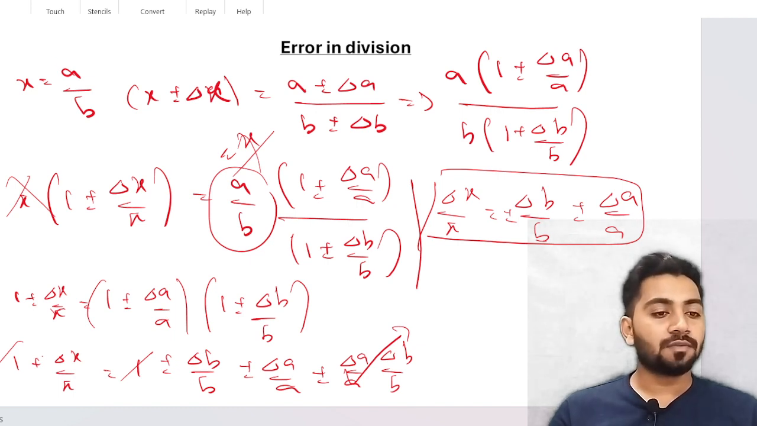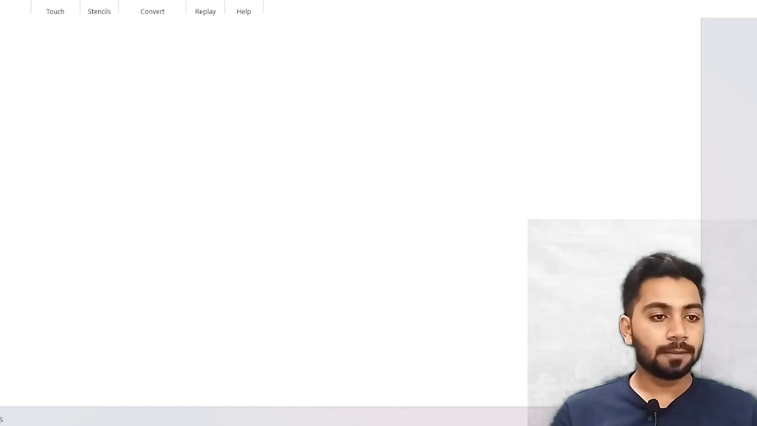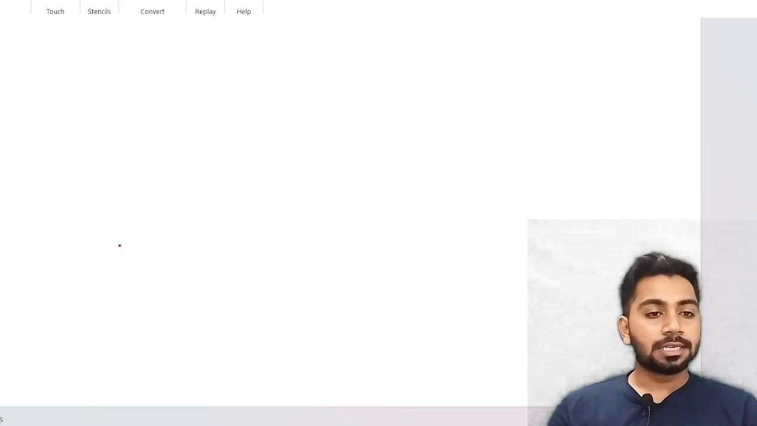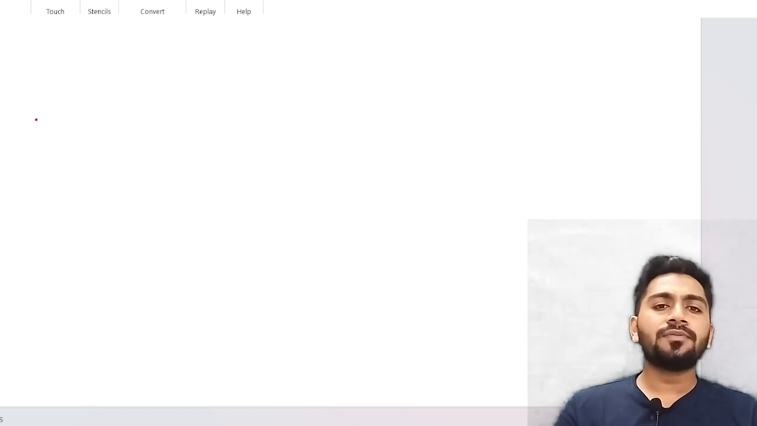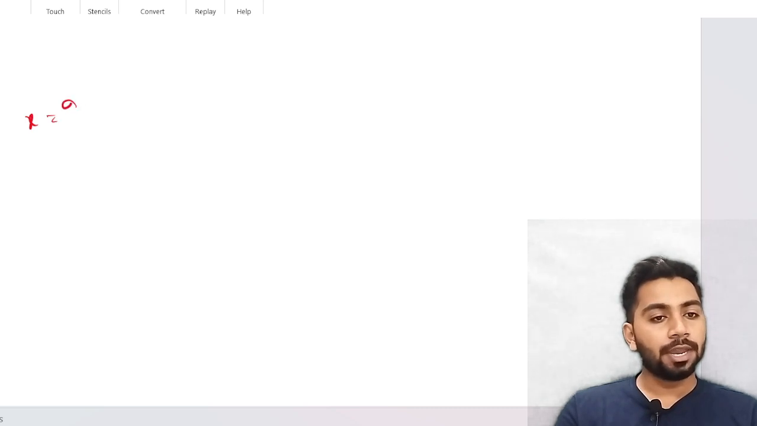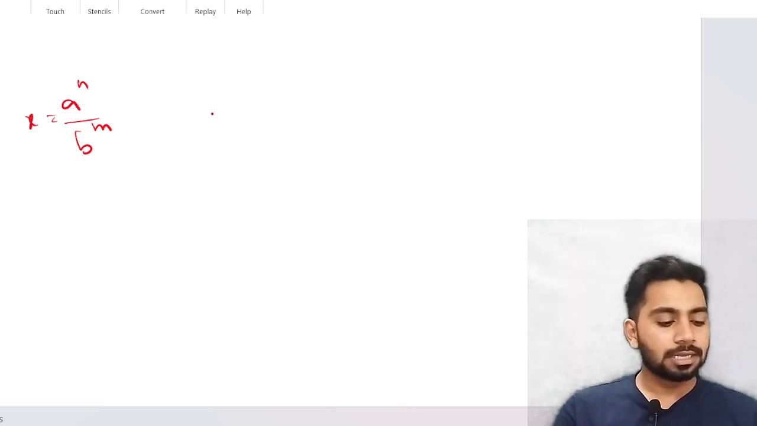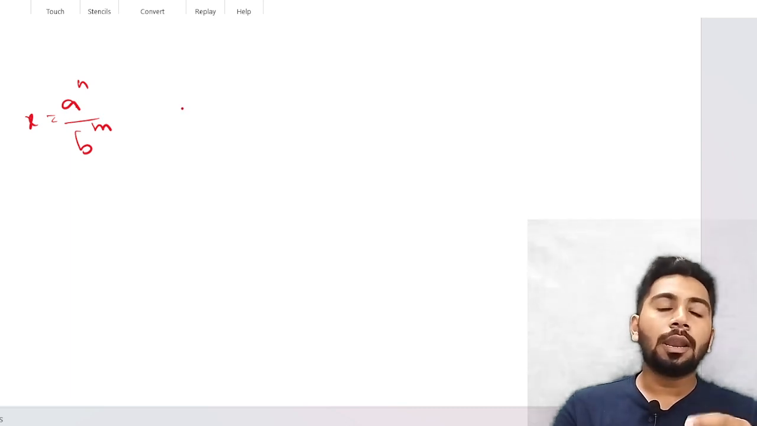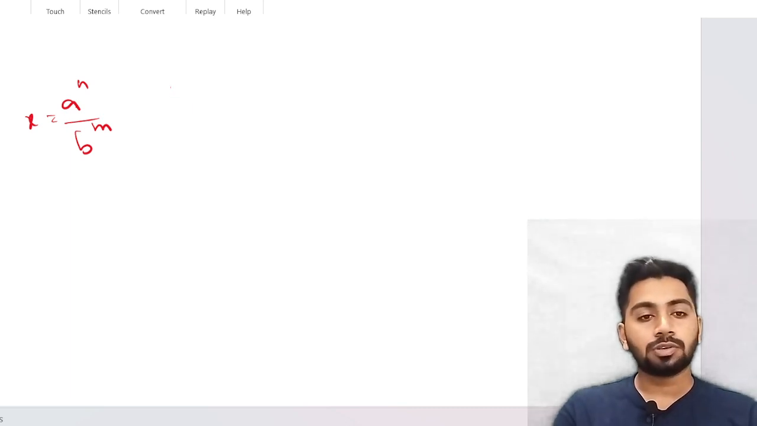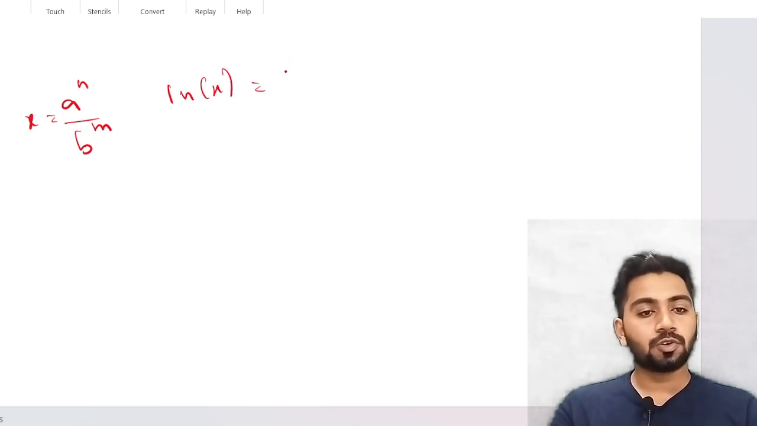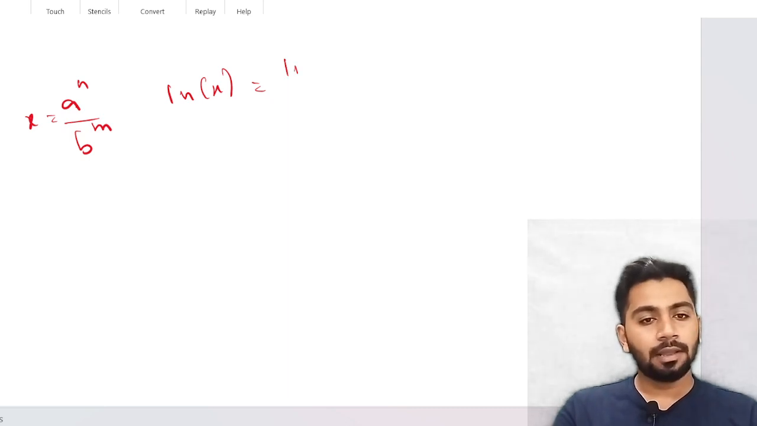That's it. Now there is one more small case. Division and multiplication are over. Now let us discuss one last case: what if you have powers, like x is equal to a to the power of n divided by b to the power of m? How will you calculate errors? Just simple. You will add ln on both sides. Let's say ln of x is equal to ln of a to the power of n divided by b to the power of m.